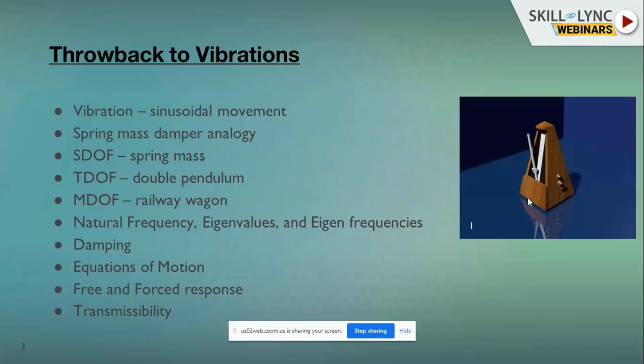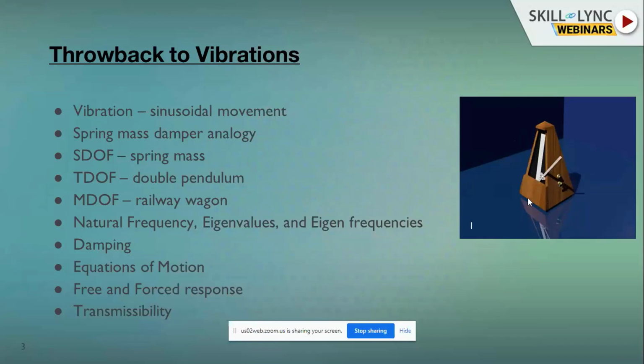Now if this pendulum is allowed to freely rock by itself, then it's going to come to rest after a certain point of time. And that is because of the internal friction forces and also because of the air, which is going to offer resistance to the movement of the pendulum. And that is how damping is perceived in nature.